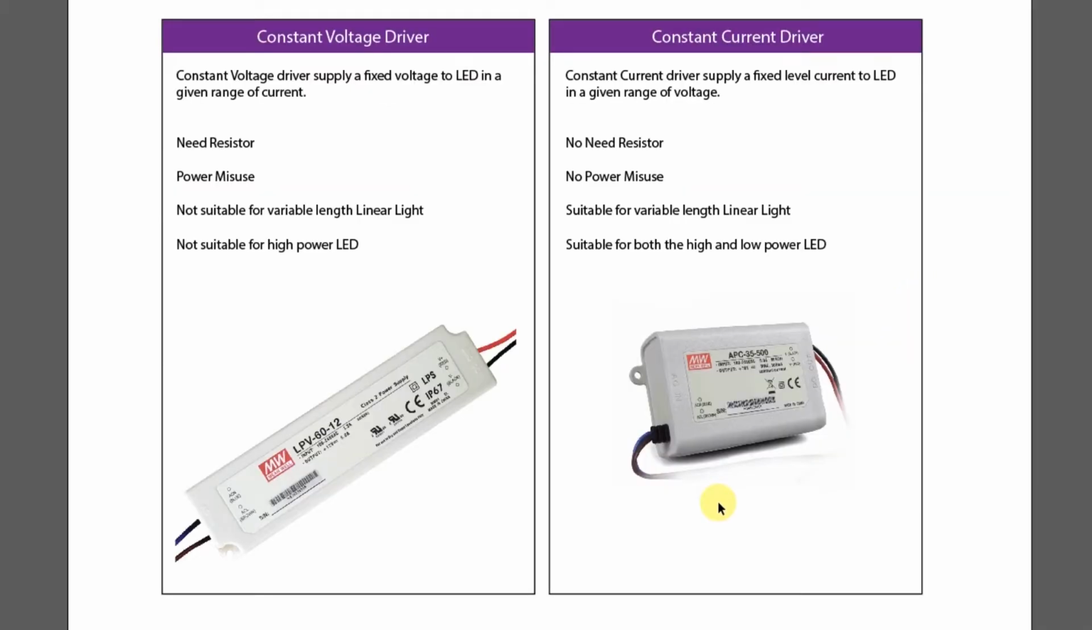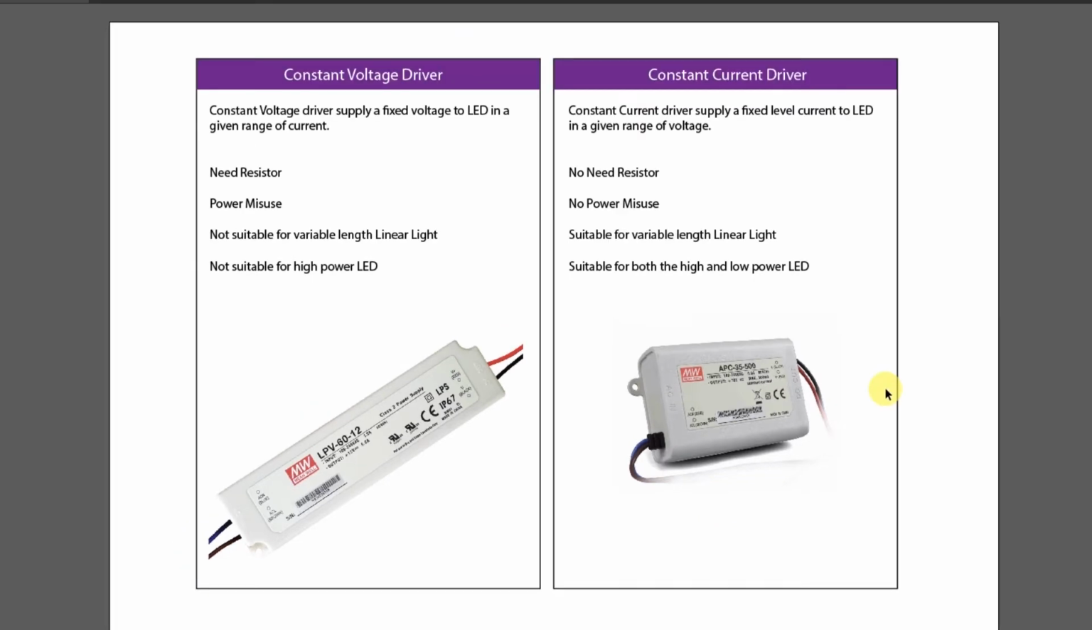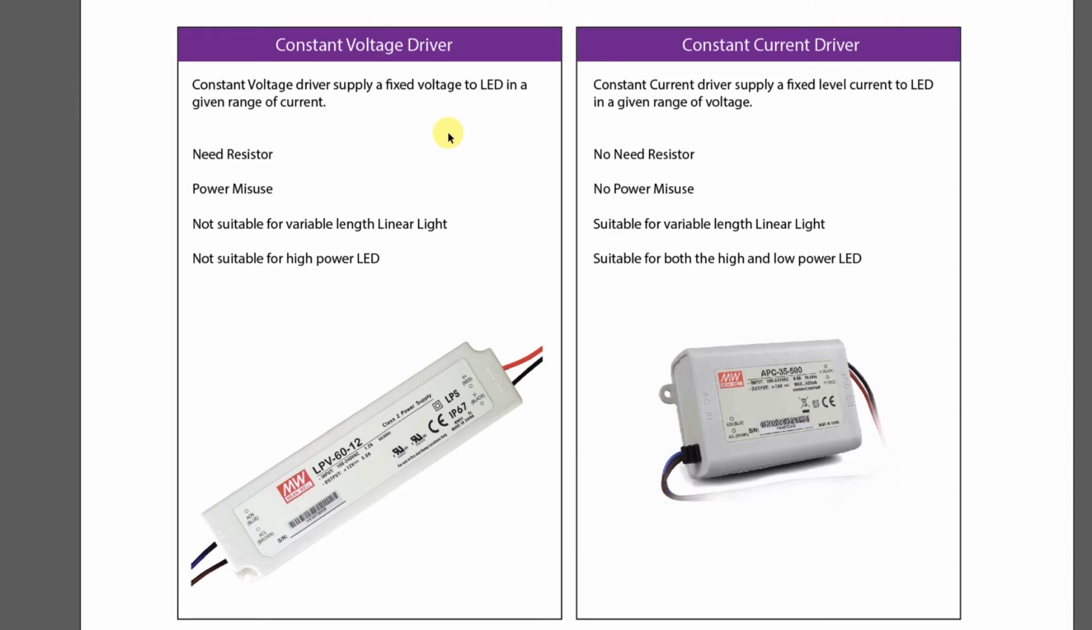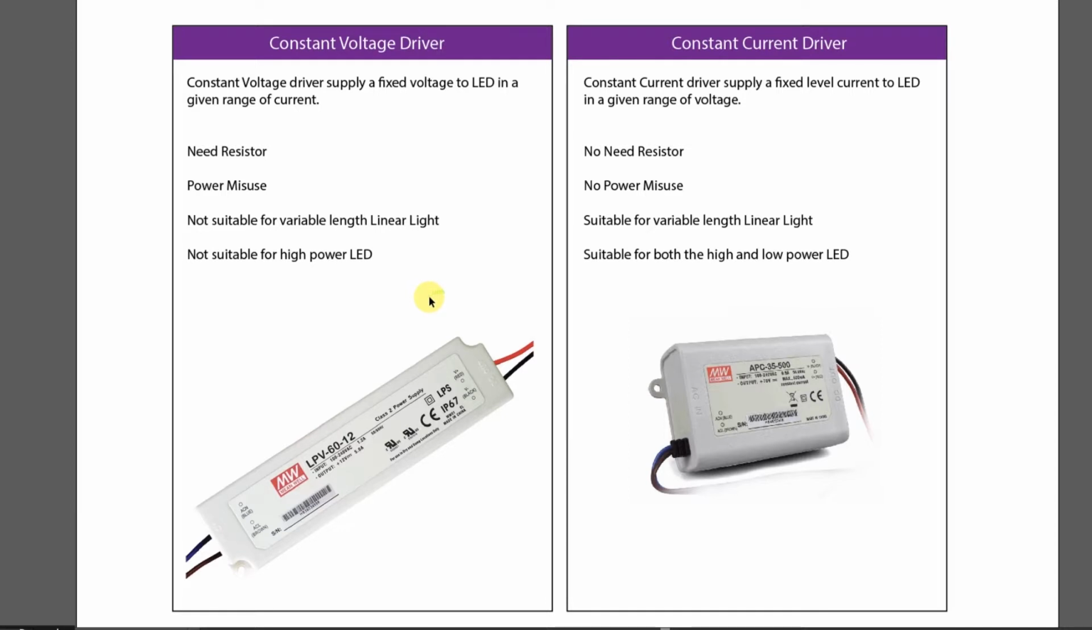The third and last part is the LED driver. LED driver takes the 220 volt AC current from the supply line and converts it into DC current for LED chips. Now the question is, which type of driver is better and why? There are two types of driver for LED light: constant voltage driver and constant current driver. Constant voltage driver supplies a fixed voltage to LED in a given range of current, whereas constant current driver supplies a fixed level of current to LED in a given range of voltage. But both types of driver have some advantages and some disadvantages.